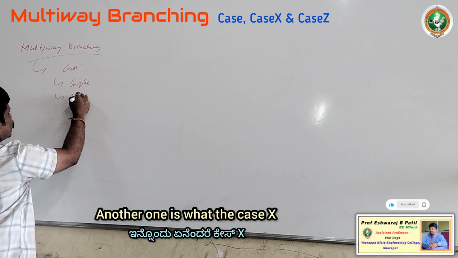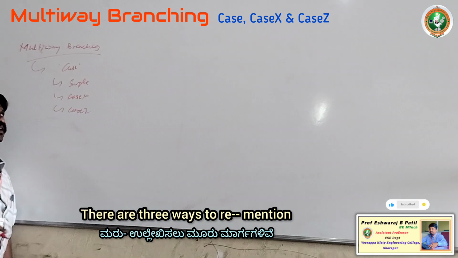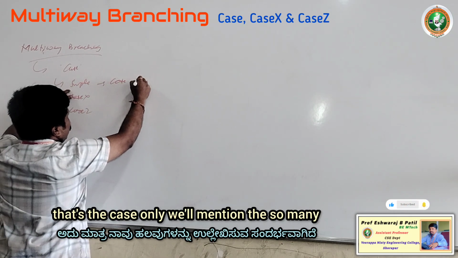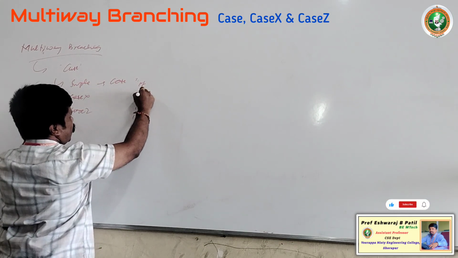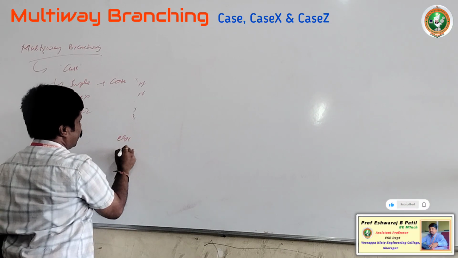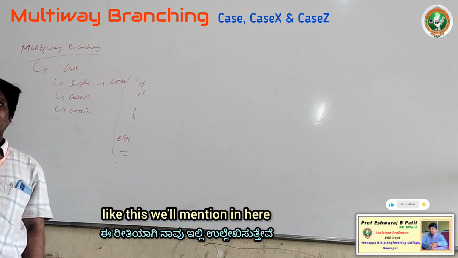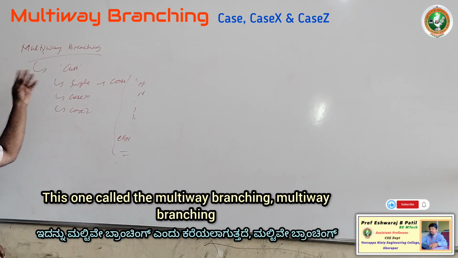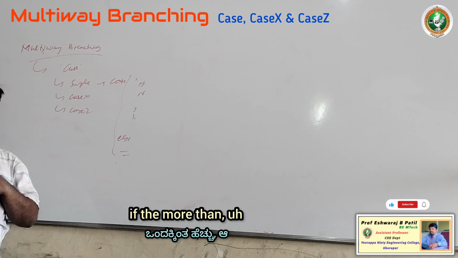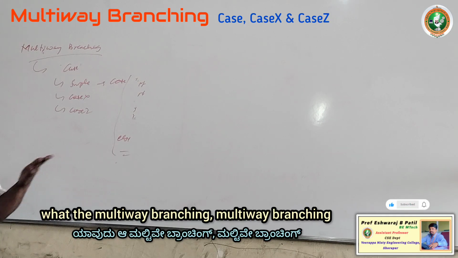Another one is for the casex and casez. There are three ways to mention it. In the simple case, that's the case only, we'll mention so many if-else statements. Like this we'll have if, else if, and then the else will be executed. In this case we have these many if-else statements. This is called multiway branching, and it is used only if more conditions are there.